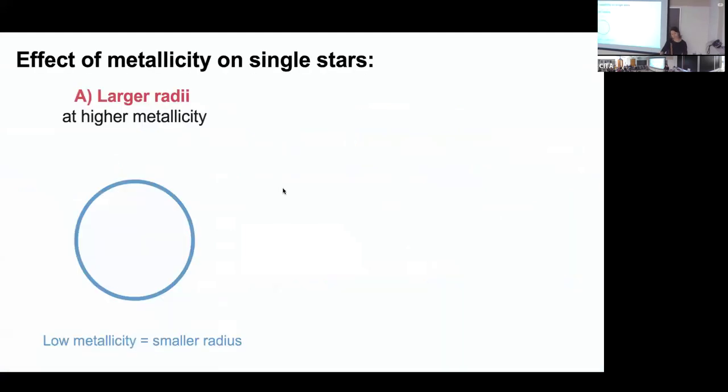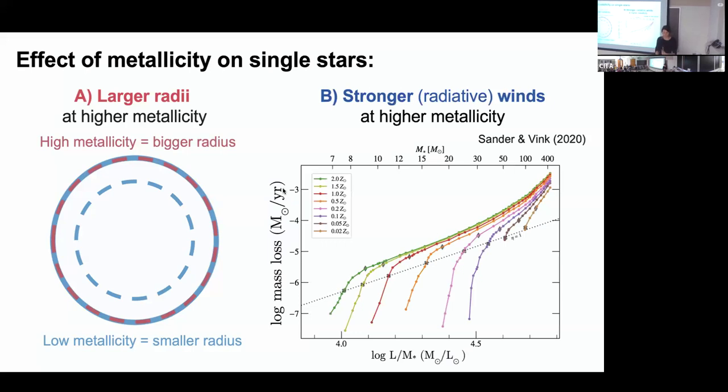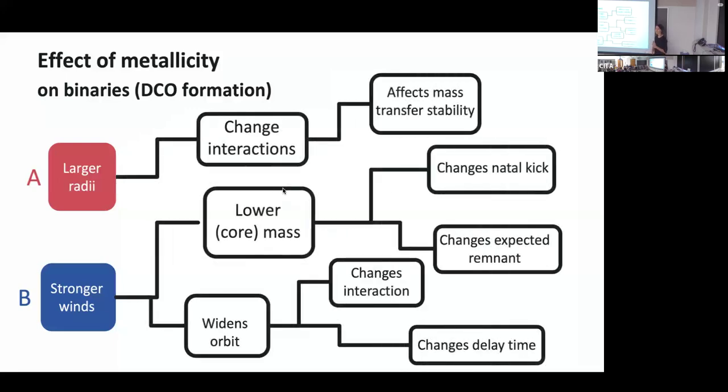To answer that, I first want to go back for people who don't think about stars very often: why do stars depend on metallicity in the first place? At larger metallicity, we expect stars to be bigger. They have a bigger radius, they're puffier, and so they interact at different moments. Secondly, at high metallicities, radiatively driven winds in particular are stronger. You have more metals, so you have more things that your radiation can grab onto, and then you get stronger winds. Now, these two seemingly simple single star effects have a whole wealth of secondary effects on the binary interactions and eventually the formation of double compact objects or not.